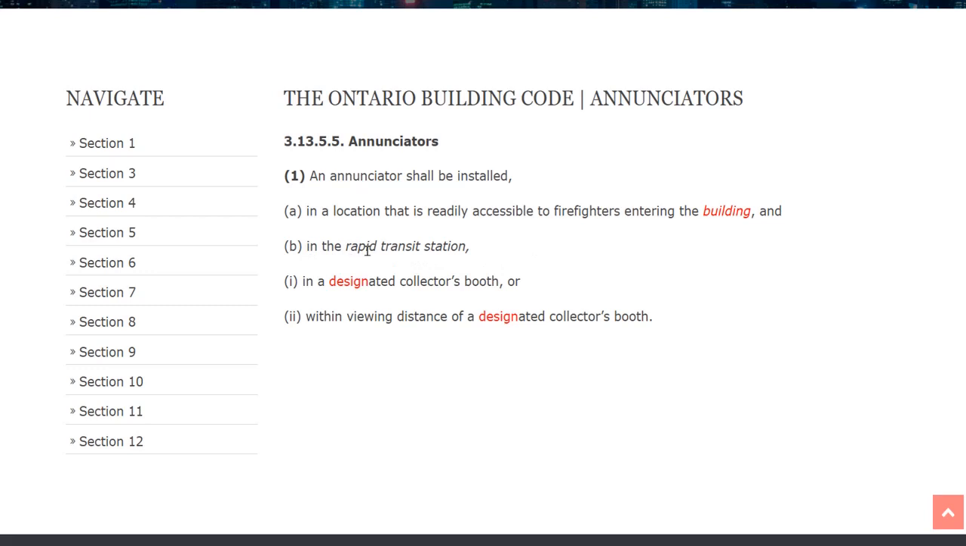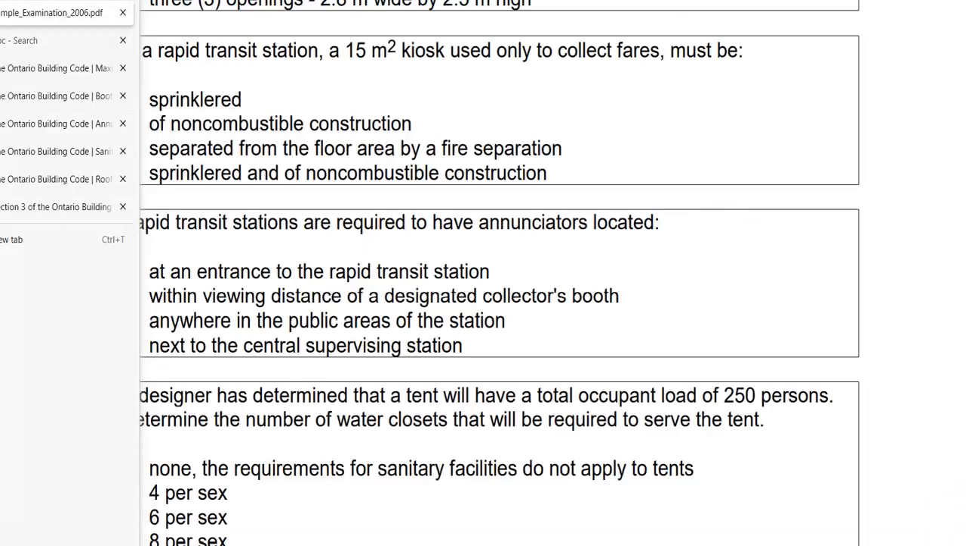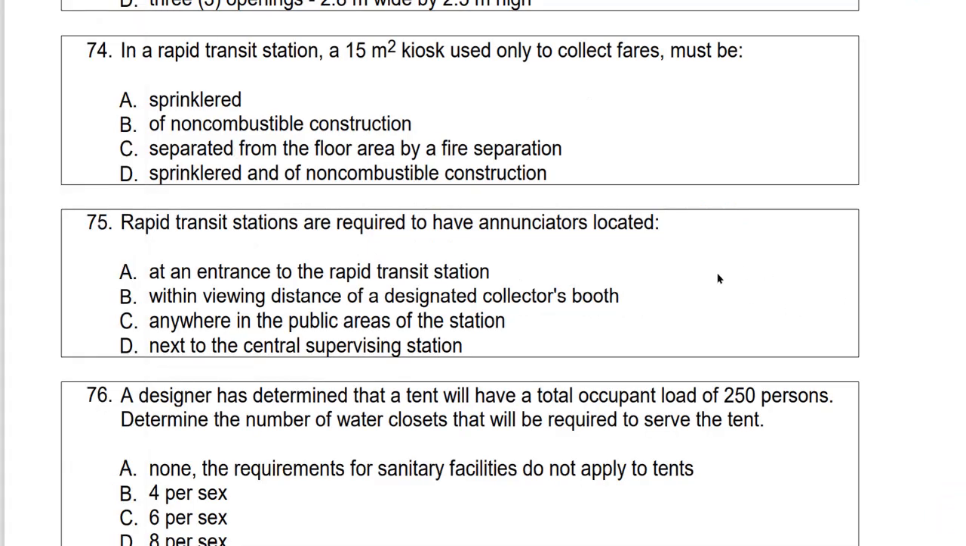B, rapid transit stations. It says if it's in a rapid transit station, it is at a designated collector booth or within the view distance of the designated collector booth. So the answer to that question is that rapid transit stations are required within the view distance of the designated collector booth. So the answer to that question is B.